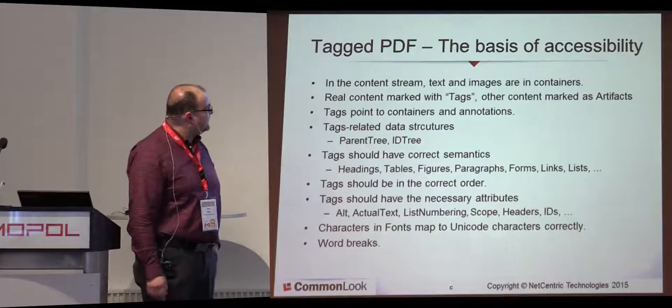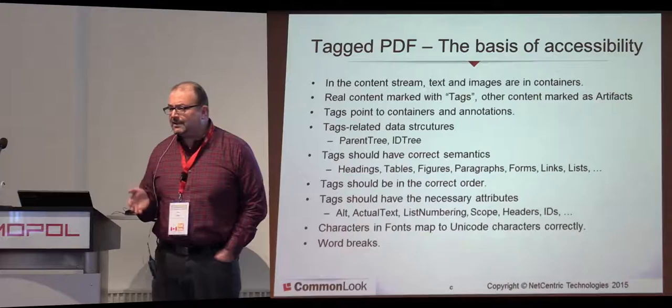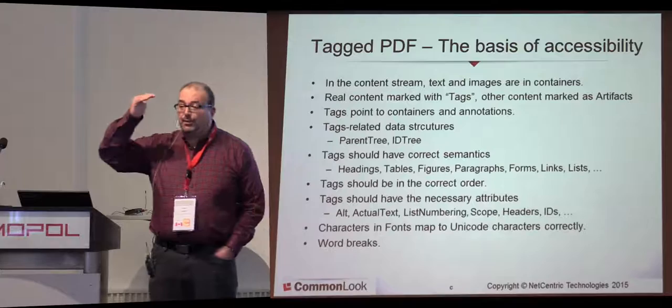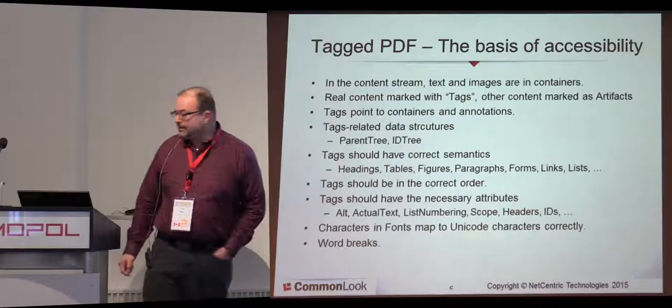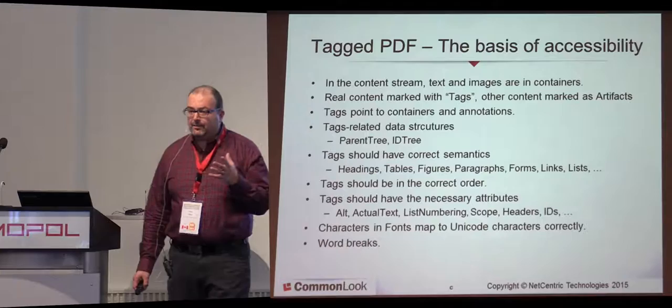Now, tags should also have the right semantics. You should be using headings where headings should be used, tables, figures, lists, etc. You also need to put these tags in the right order, and you need to provide certain attributes for tags. For example, you need to provide alternative text or actual text, list numbering for lists, and scope for table header cells.